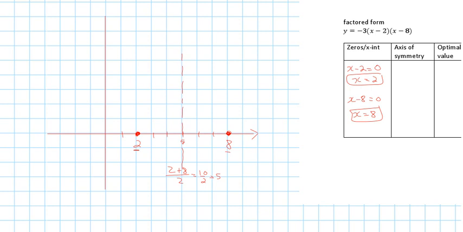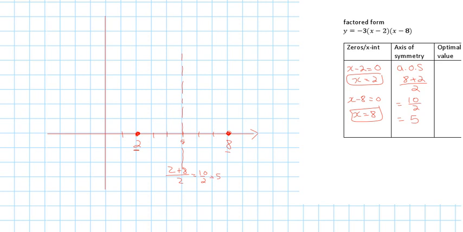Okay? So let's go back here. To find the axis of symmetry, I had to add the 2 zeros and then divide by 2. Anyone doesn't understand this part? So that's 10 divided by 2, which is 5. So I know that my axis of symmetry is at 5.